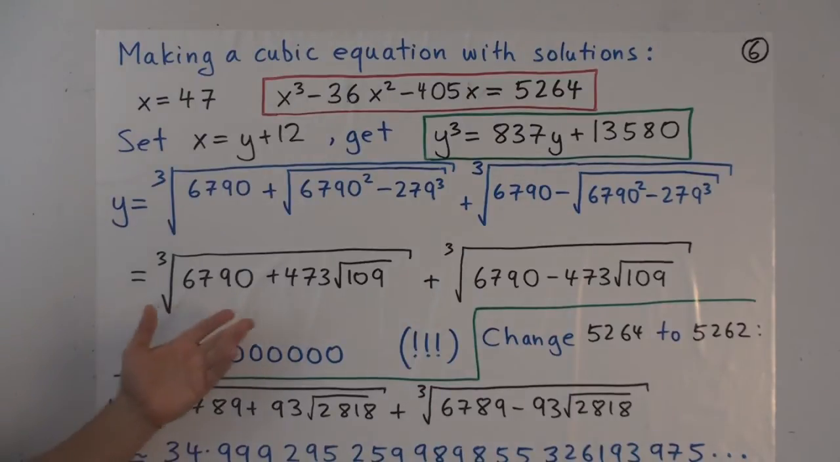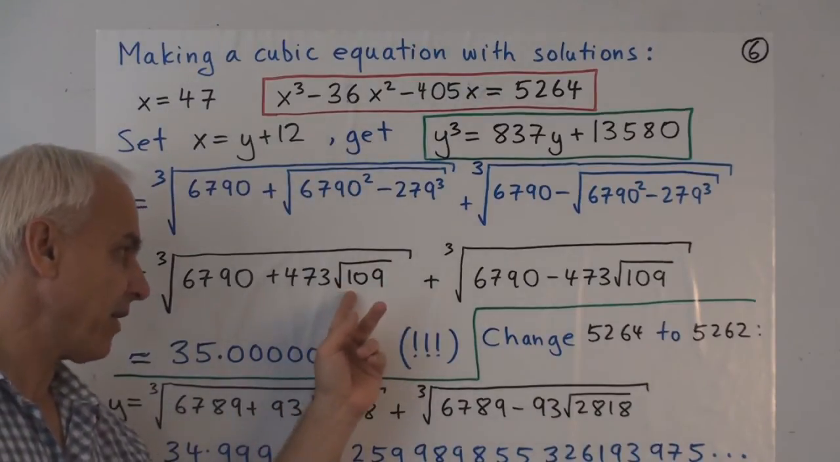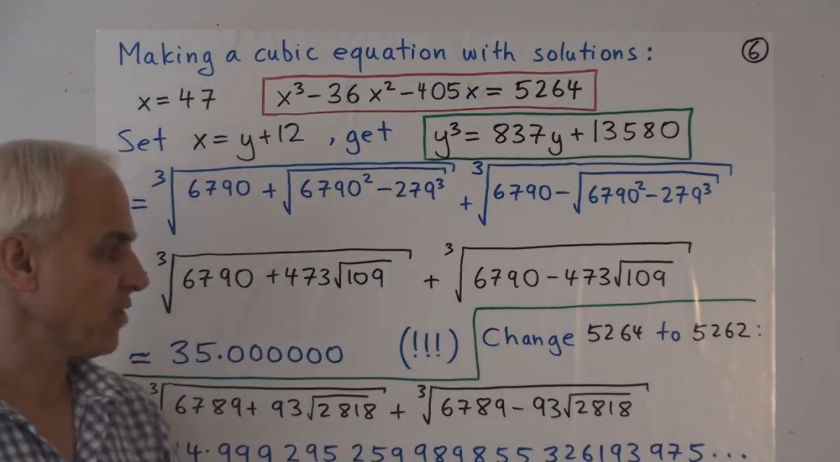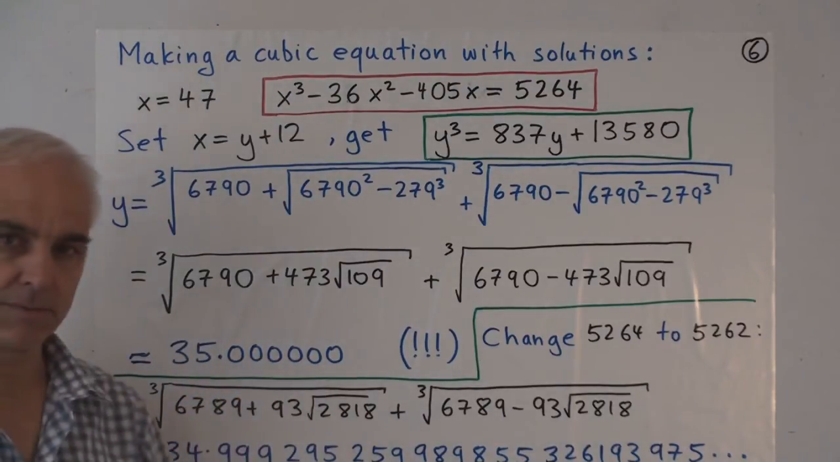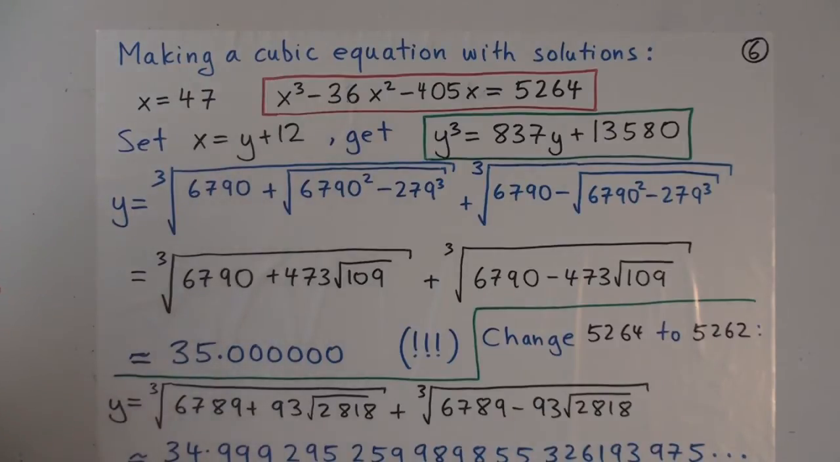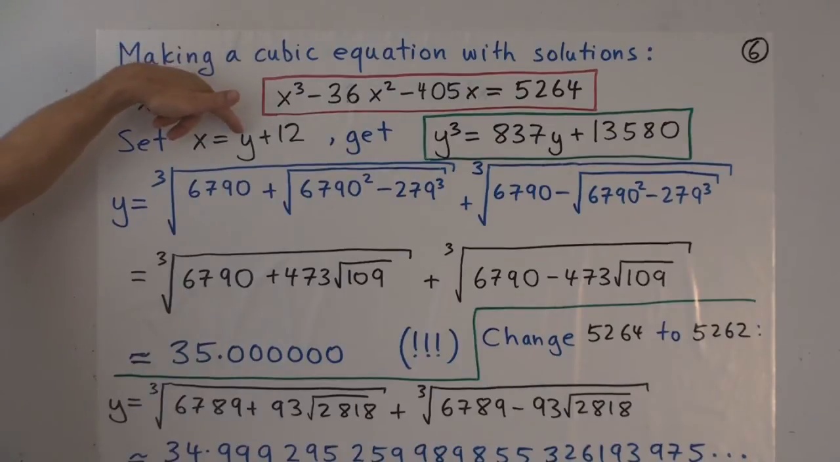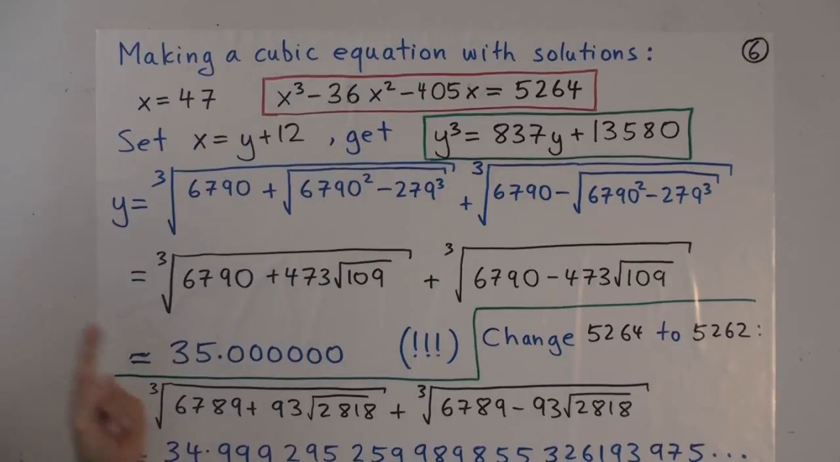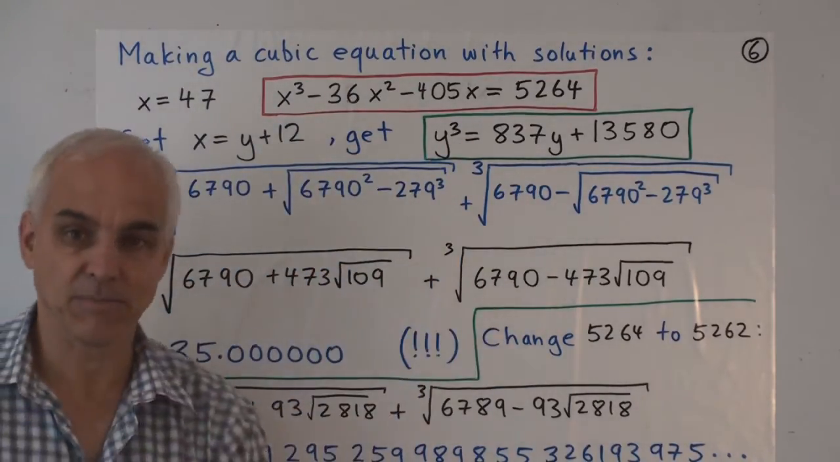Now, it turns out that if you compute this with a calculator, which of course is just using approximate values for here, and then it will use approximate values for the cubed root, you get 35.000000, suggesting that the answer really is 35. In fact, we're not surprised by that, because we started with x equals 47, and if x is 47, then y has got to be 47 minus 12, which is 35. So in fact, 35 is an exact solution to this equation, and that's the number that's being obtained here.